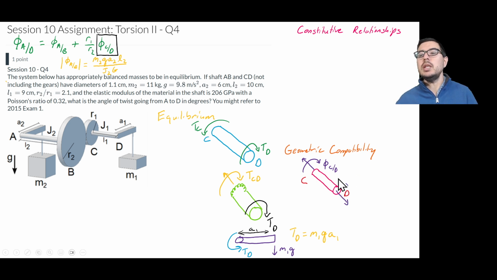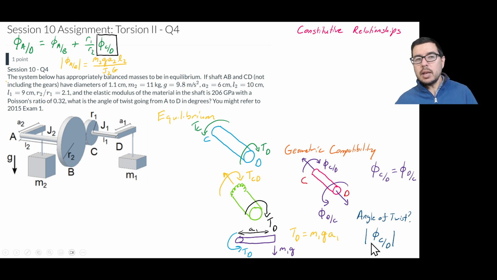for angle of rotation that says that the angle of twist C to D is going to be equal to the angle of twist D to C. And we are, again, primarily concerned with the magnitude. We're not going to get too caught up in the direction here.